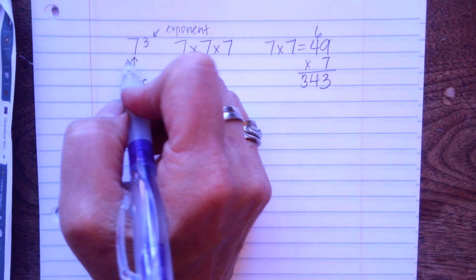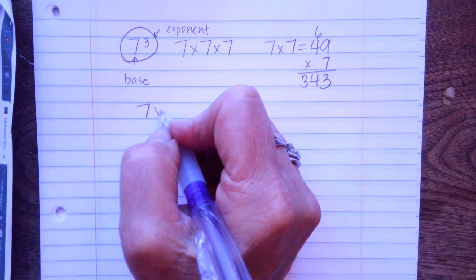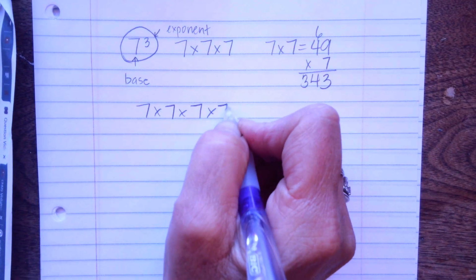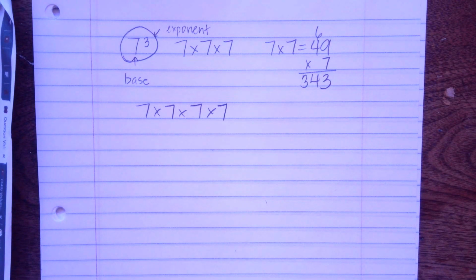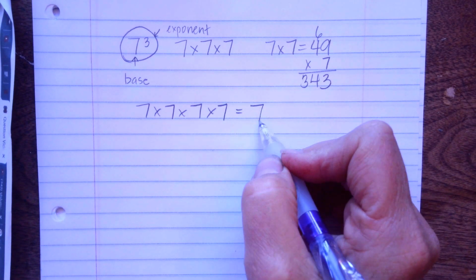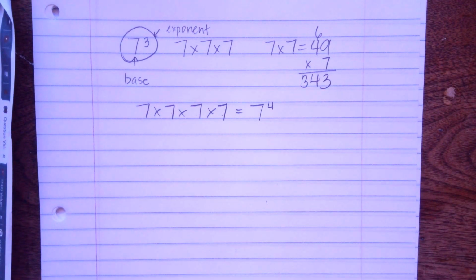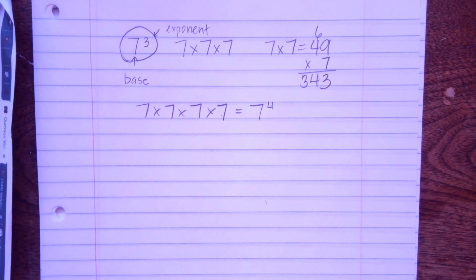So you're either going to see something that looks like this, or you're going to see something that looks like this, and they're going to ask you to make it into an exponent. So whatever the base is, you're going to write it, and then you're going to count how many times they're asking you to multiply, and then that becomes your exponent. Make sense? Got it. All right.